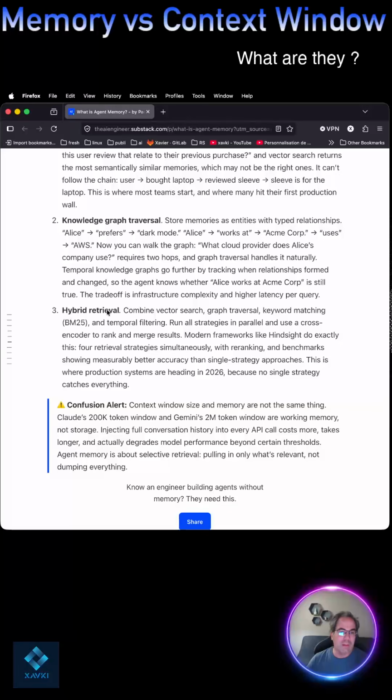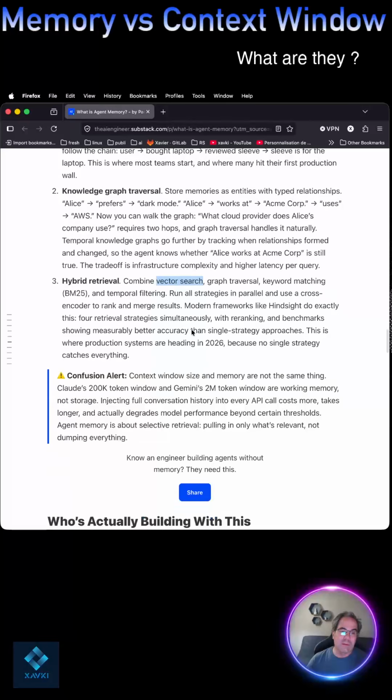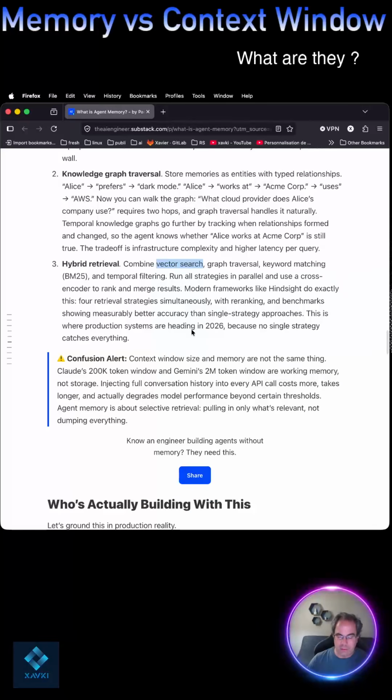And you have the hybrid retrieval. That means that you can combine vector search and graph traversal and keyword. So it's more legacy things, but it's really interesting to have it. Yes, that's it.